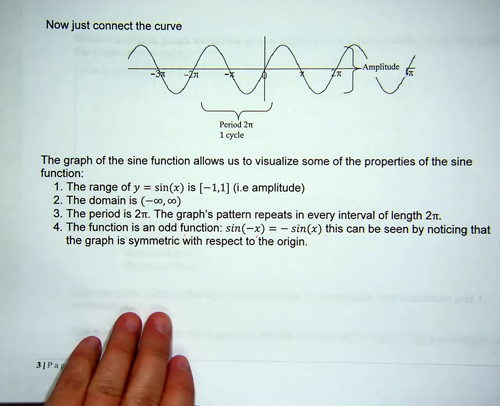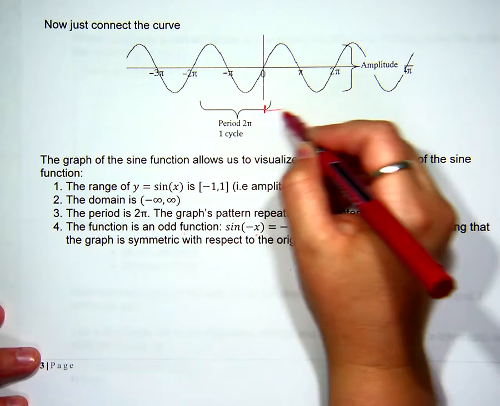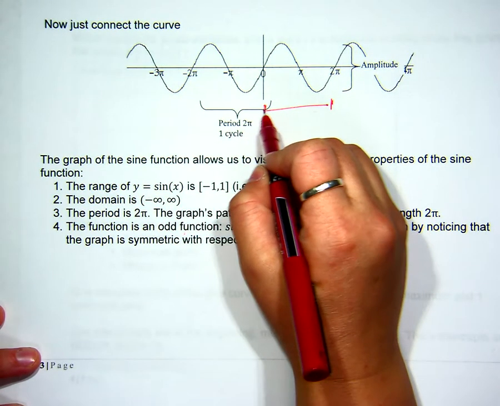All right, now again the period goes from 0 to 2 pi. One period, one cycle. It can go from 0 to positive 2 pi or 0 to negative 2 pi. The period is 2 pi, which means that one top, one bottom will complete itself in length 2 pi.